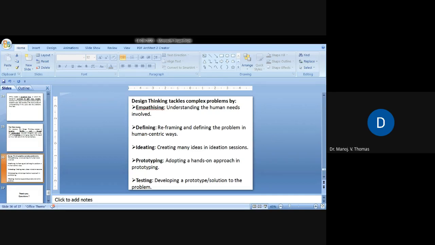So it is important for us, the computer science engineers, to understand how design thinking works, so that we can understand the user's requirements in a systematic manner, and come up with some really innovative solutions, so that the users are happy and our products will be successful ones. So that's all for today.